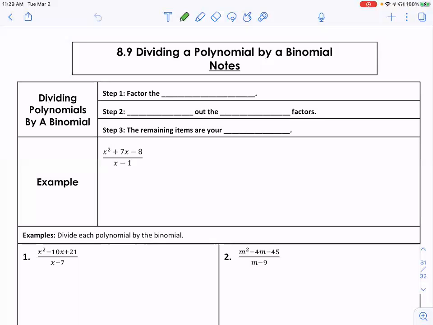So in 8.9, we're going to talk about dividing a polynomial by a binomial. Remember a binomial? Does anybody remember what the word binomial means? Two terms. Very good. A polynomial could be up to 4, 5, 6, 7 terms. We're going to limit it to either 2, 3, or 4 terms, and then we're going to divide by something with 2 terms. Step 1, do what we've been doing the last 3 lessons.